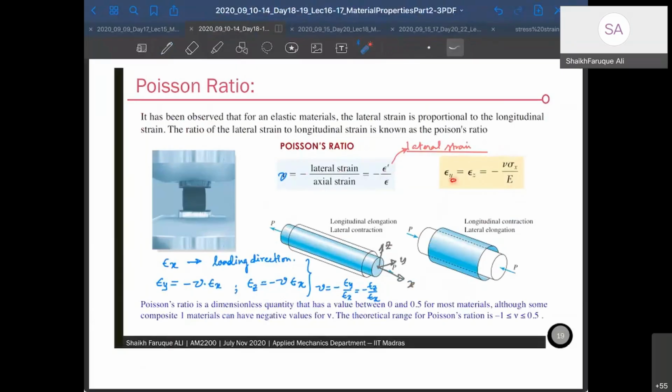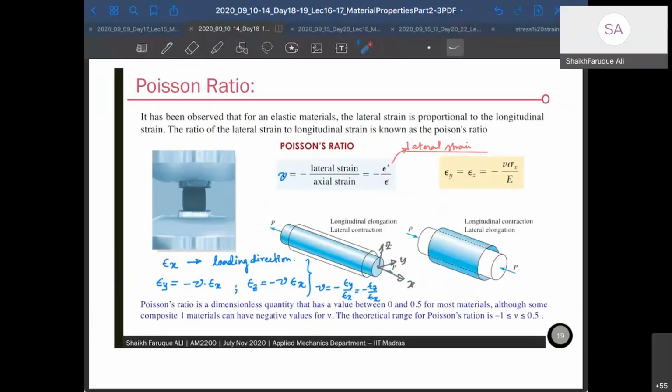Epsilon y or epsilon z, for only one directional loading, there is no loading in the other direction. Only for one directional loading, your epsilon y, epsilon z are given by minus nu sigma x by E. Okay. Now E is the elastic modulus and sigma x is the stress that is developed in the direction of given loading, so the x direction. So these two strains are given by minus nu sigma x by E. This comes from this formula.